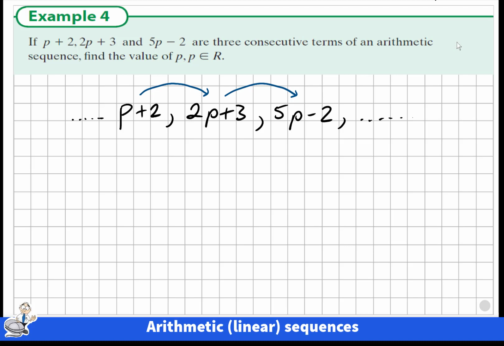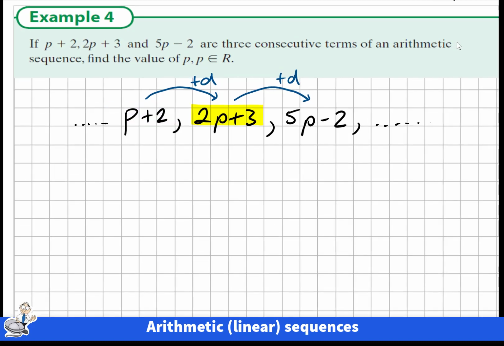You're continuously adding 1 to it. I'm continuously, well, I don't know that it's 1, but I am continuously adding the same thing. I'm going to call it D, the common difference. What I know is, as I move from one to the other, it's adding the common difference. Or, to put it another way, that this one is bigger than this one by D. Or, put it another way, if I subtract p plus 2 from 2p plus 3, I'd be left with the common difference. So I'm going to use this idea to do this question.